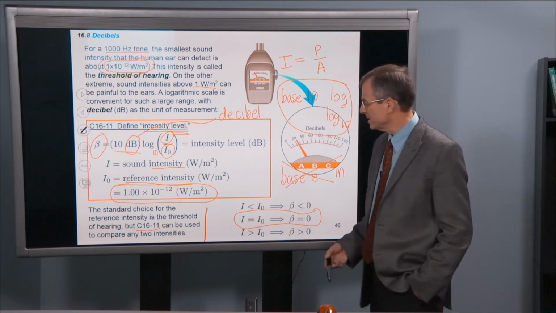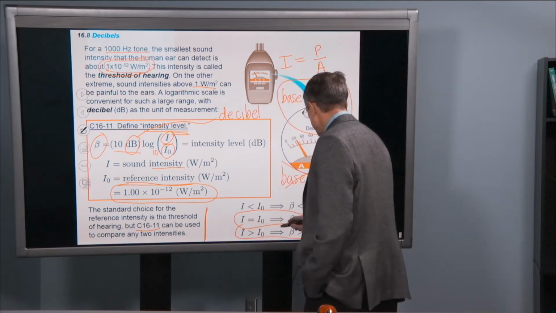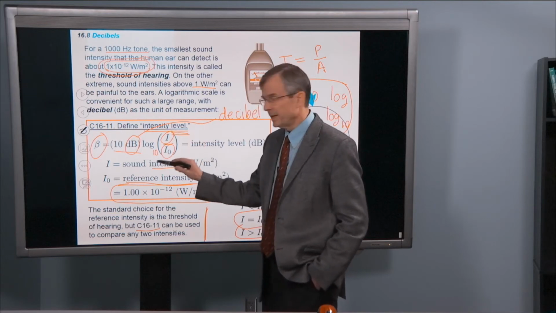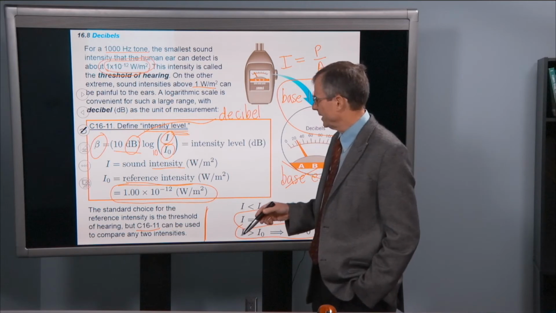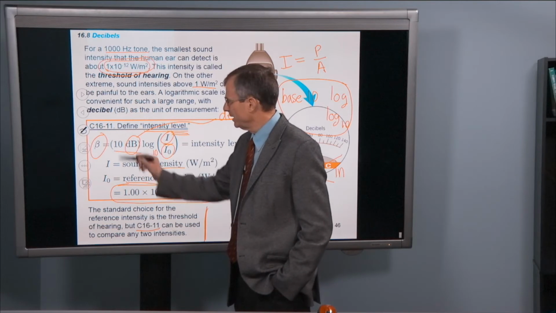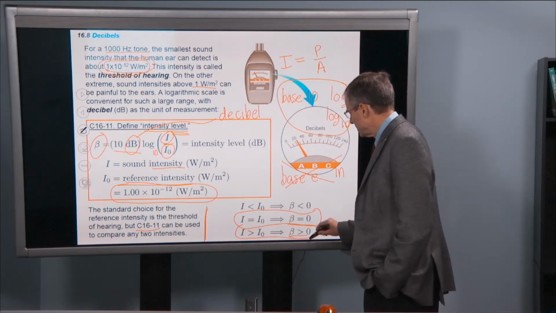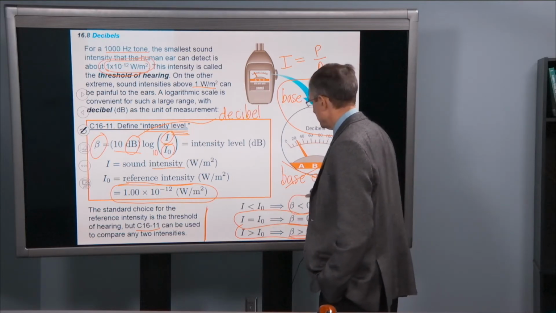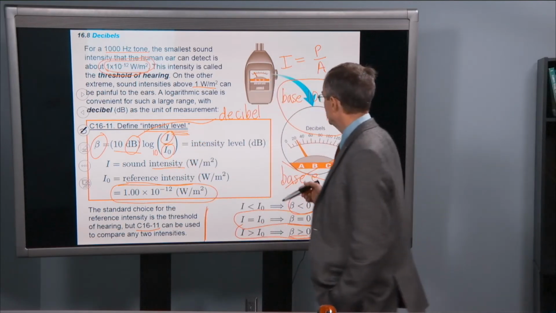Sound intensity level. What if I is greater than I naught? That's the next most important one. If I is maybe 10 times greater than I naught, then you'd be taking the log base 10 of 10, and that's just 1. And then you'll be multiplying by 10 here, and that'll give you 10. So in that case, beta is greater than 0. If I is less than I naught, then beta will be less than 0 because you have a numerator that's less than the denominator.